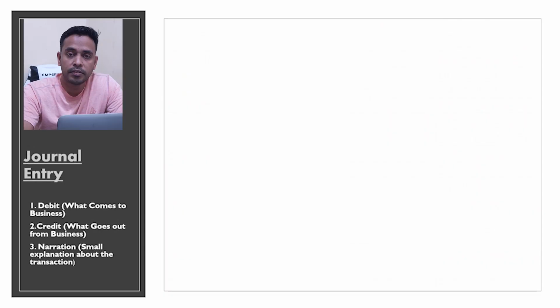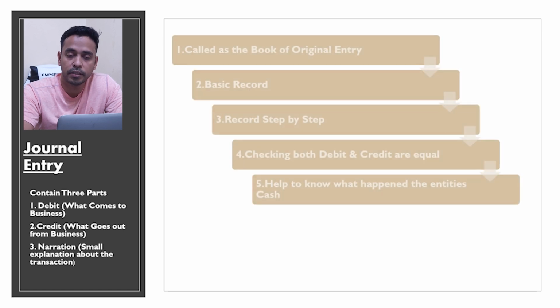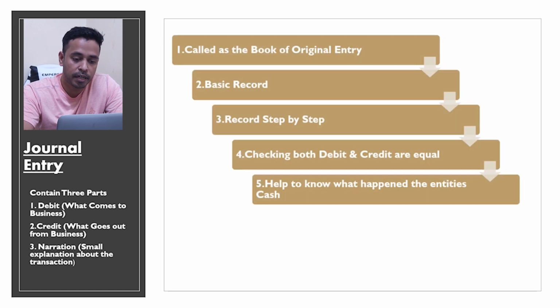Now let's discuss journal entries. The journal entry is also called the book of original entry, and it is the basic record. It is the first entry we have to make for all the accounts. We record the journal entry step by step, and we always have to check that debit and credit are equal. And we can know what happened to the entity's cash.